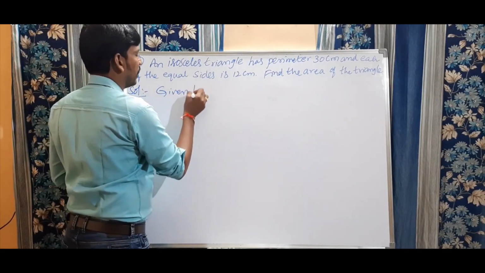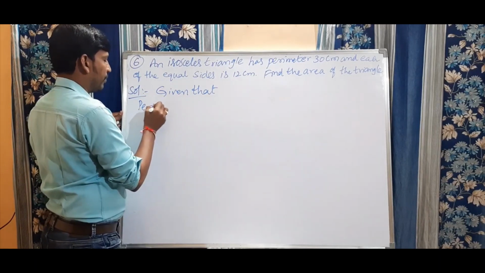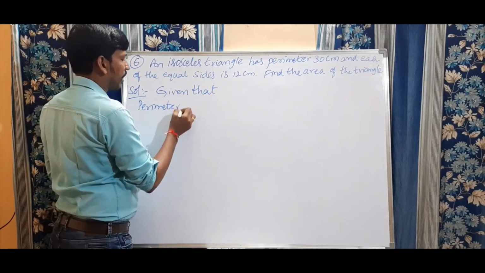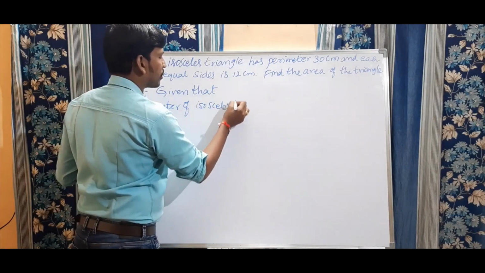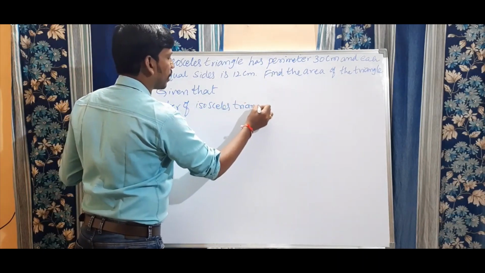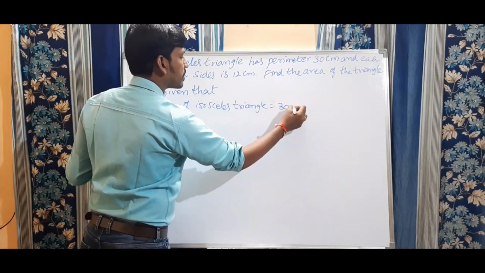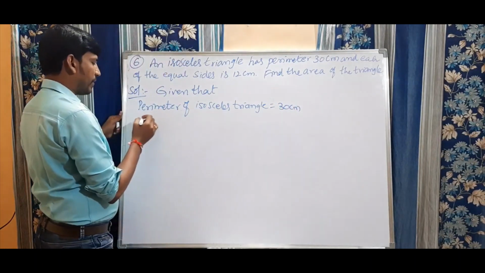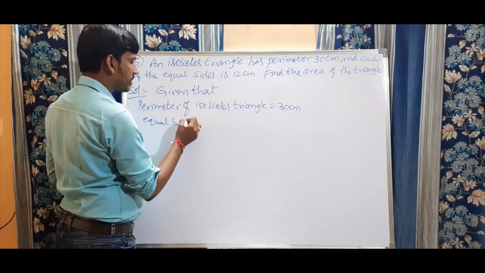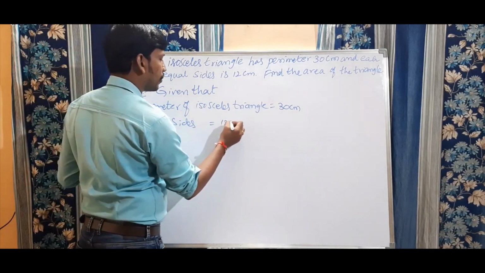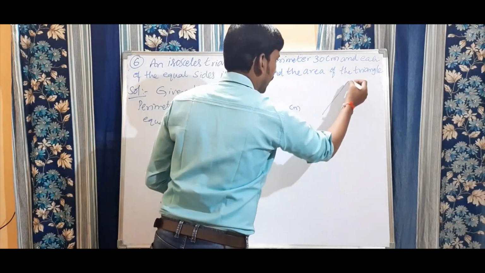So now the solution. Given that the perimeter of the isosceles triangle is equal to 30 centimeters, and also they have given that the equal sides are equal to 12 centimeters. Right? So now see this here, the diagram will be like this.